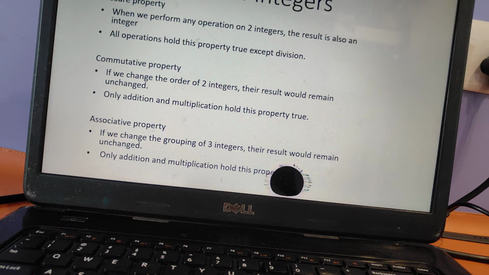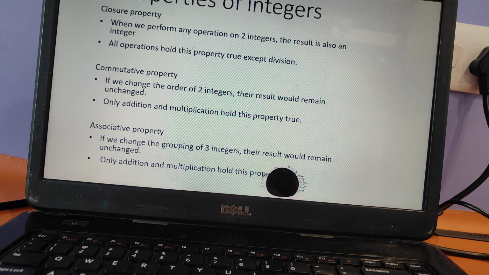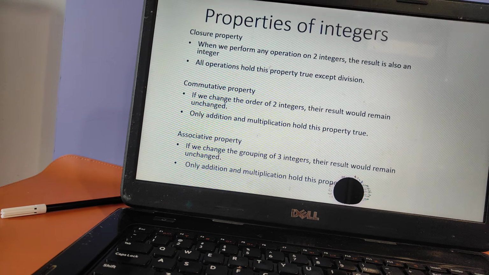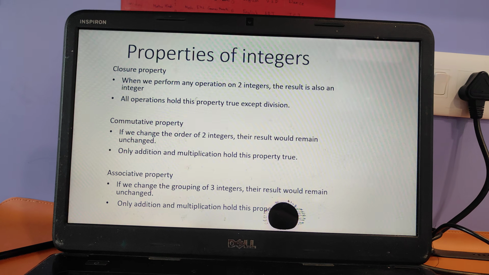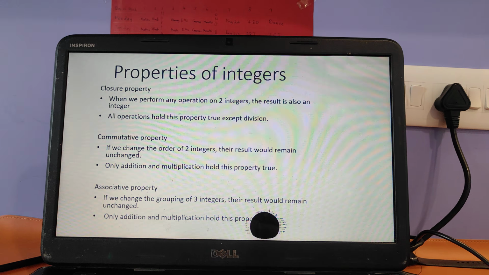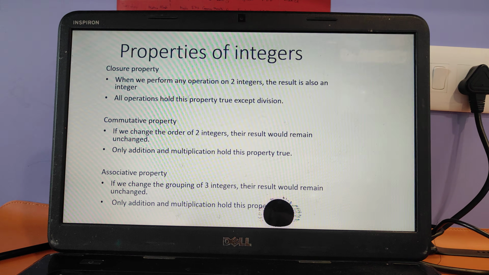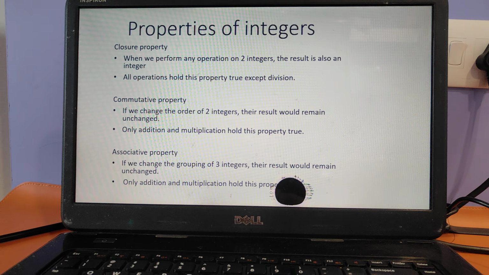All operations hold this property true except division. Why? Because in division both the integers should be divisible by each other. If they are not divisible by each other, then you will get a decimal. If you still divide them, you will get a decimal as the answer.